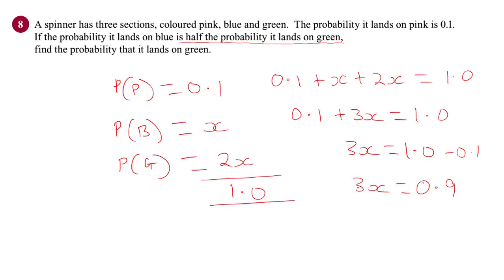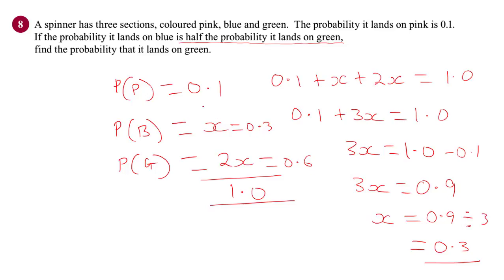Okay. But you see, we don't want what 3x is, we want what x is, which means you're going to need to divide. So it's going to be 0.9 shared into 3. Okay. So 0.9 shared into 3 is going to be 0.3. So that means that the chance that something is a blue is basically 0.3. And the chance that something is a green will be double. So that's going to be 0.6. If you double 0.3, you get 0.6.